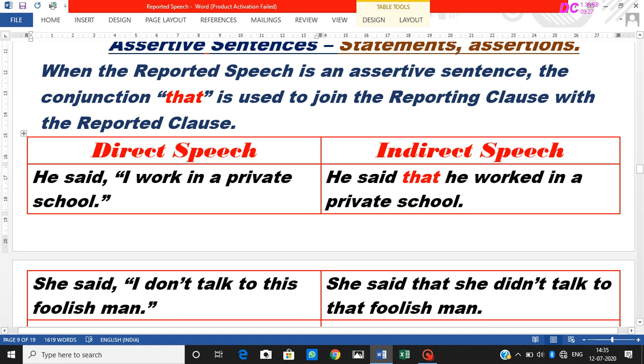Now, he said, "I work in a private school." He said, that he worked in a private school. So what did we do here? He said, these commas are all to be avoided now in indirect speech, and in their place we have to write the conjunction "that", because we are going to combine these two clauses into one full-fledged sentence.